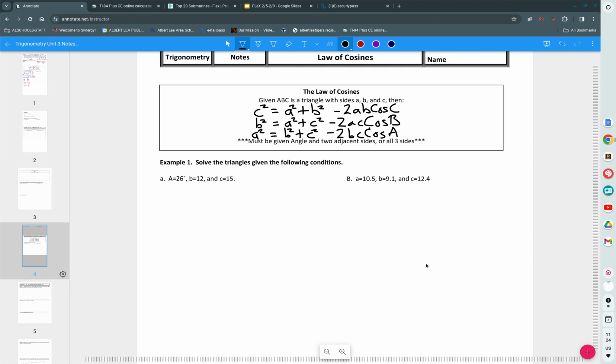If you look at your decision tree that you have in front of you right here, notice that you do have the law of cosines sitting right there. So you don't have to memorize these formulas. You do get to use them on the test.